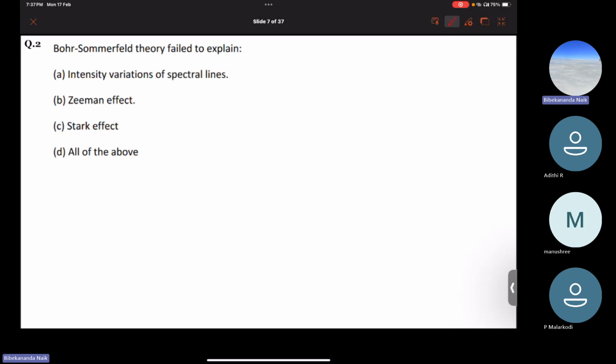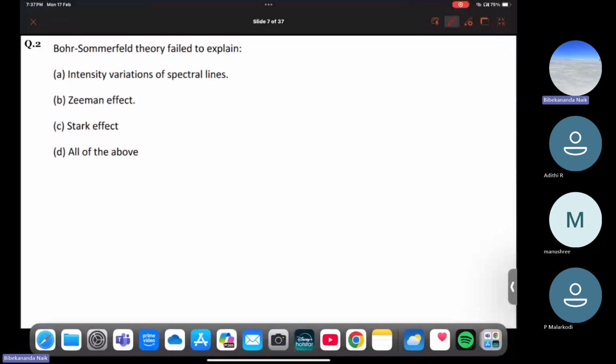Yes, anyone? Sir, I'm sure that it failed to explain Zeeman effect and Stark effect, but I'm not sure about the first option. Okay, so you are not sure about intensity variation of spectral lines. Okay, so anyone other?